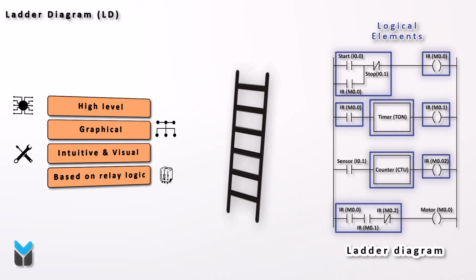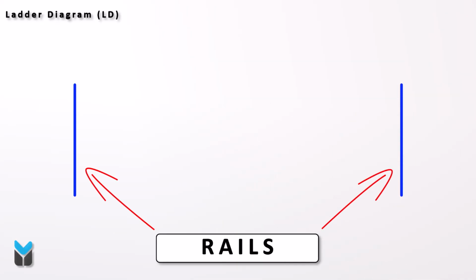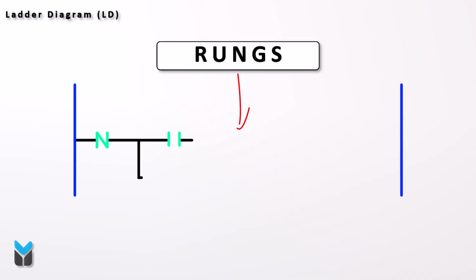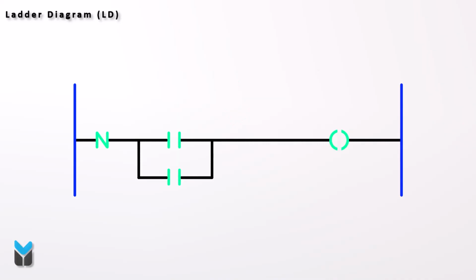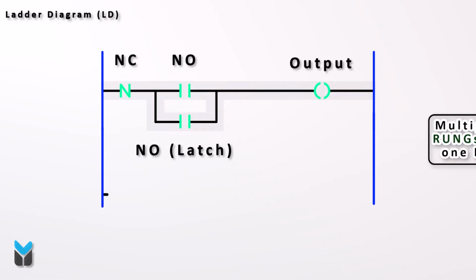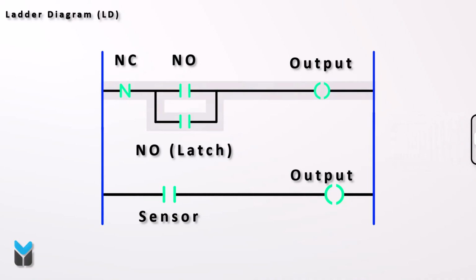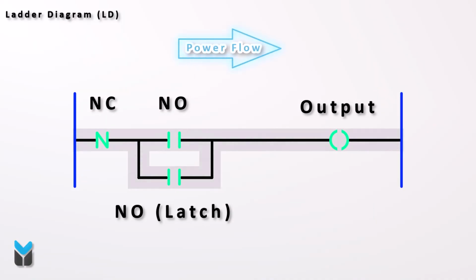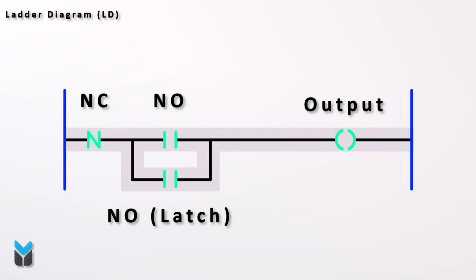In fact, it looks just like a ladder. It has 2 main parts, 2 vertical lines called rails and horizontal lines called rungs. The left rail represents L+, the power supply, and the right rail represents M or 0, the return path. The horizontal lines, or rungs, contain the actual logic, and there can be multiple rungs in a single program. Power flows from left to right. When the logic becomes true, the output is executed.